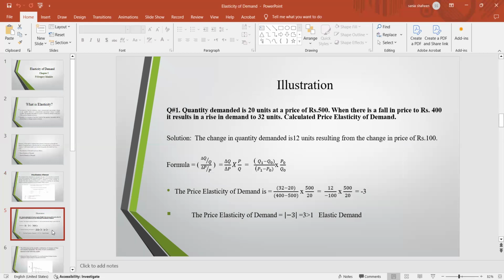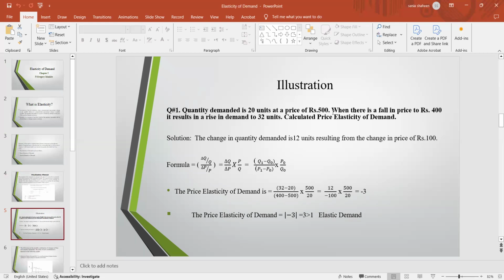So here, if we don't have the data in percentage form and the data is given in units form, then we can calculate the price elasticity of demand using that formula. For example, suppose we have data in units such as: quantity demanded is 20 units at a price of rupees 500. When there is a fall in price to rupees 400, it results in a rise in demand to 30 units.